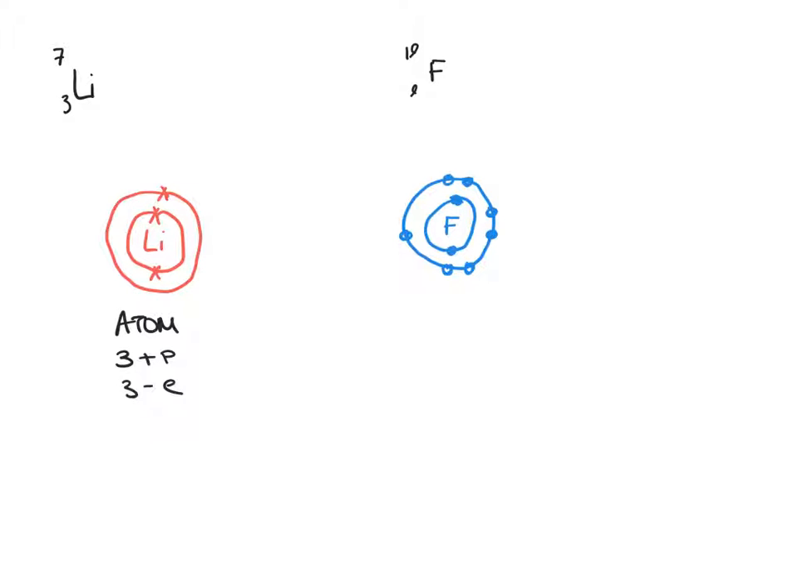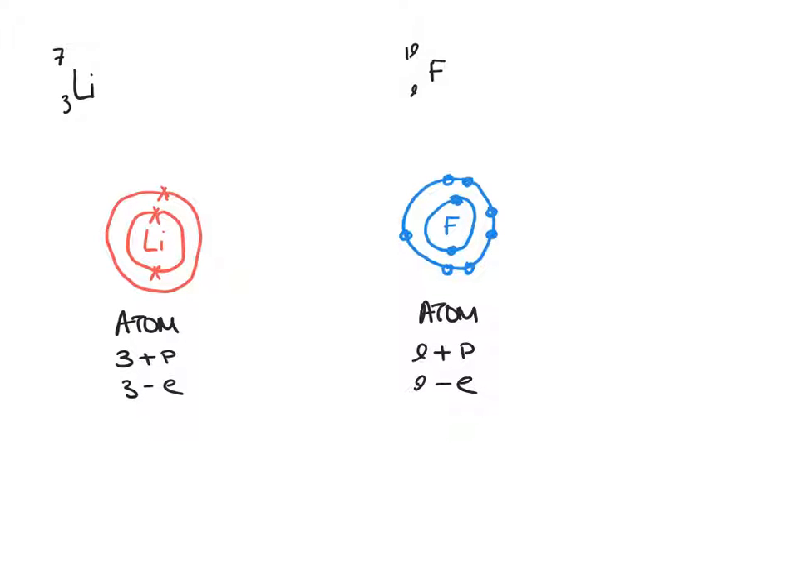On the other side, fluorine, its atomic number is 9. So this is an atom which has 9 positive protons and 9 negative electrons.